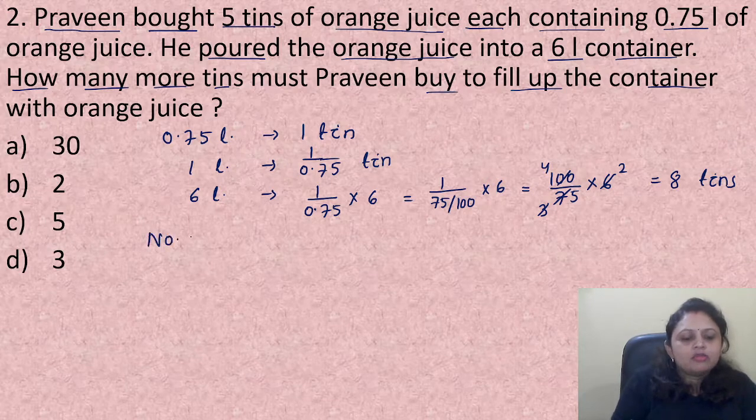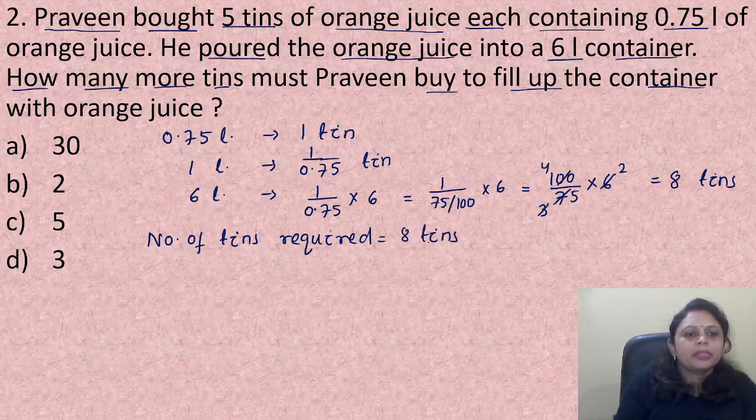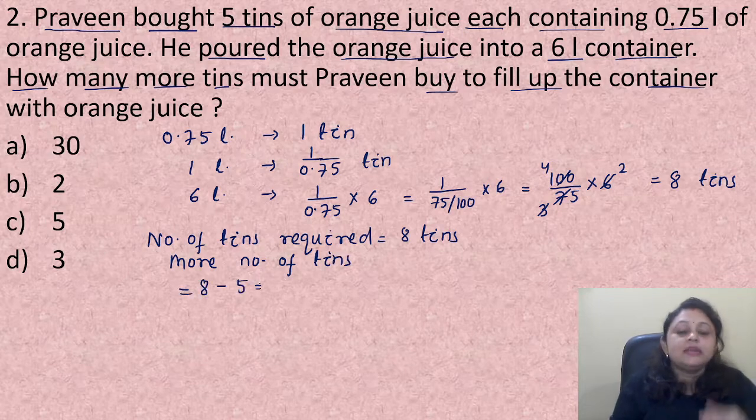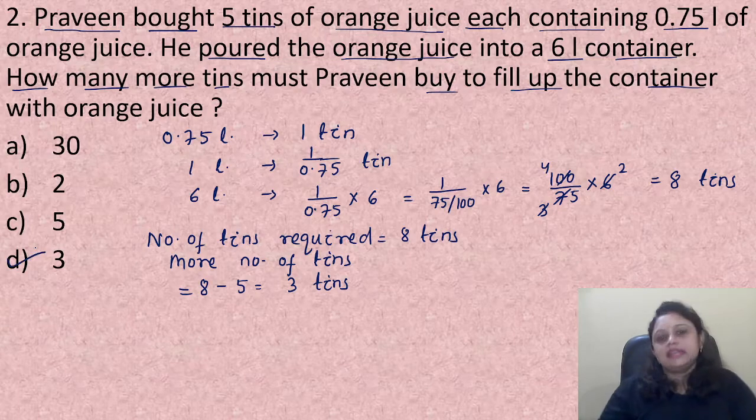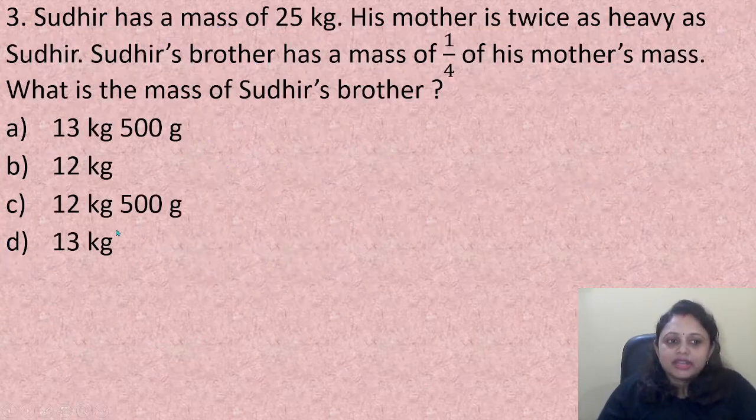The number of tins required is 8 tins in total. Okay. So the more number of tins required is 8 tins that we need minus 5 tins that Praveen bought, that is equal to 3 tins. Got it? So here the correct answer is option D, that is 3. Right? Coming to the next question.